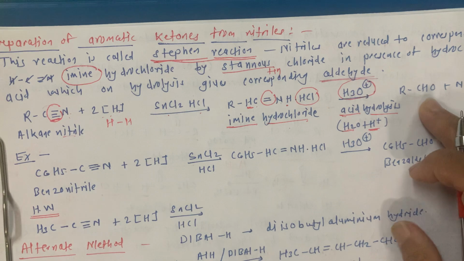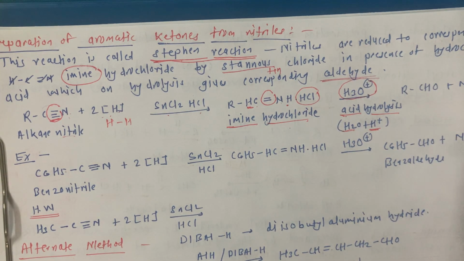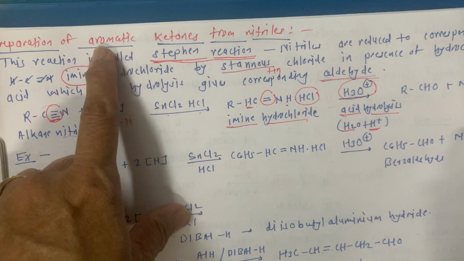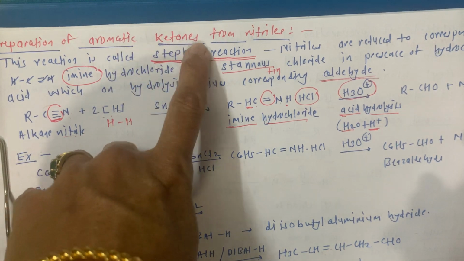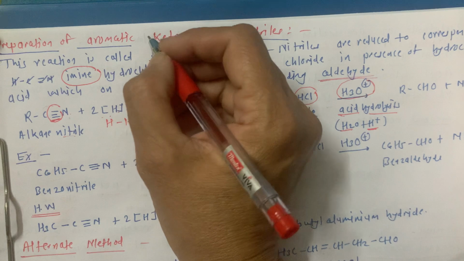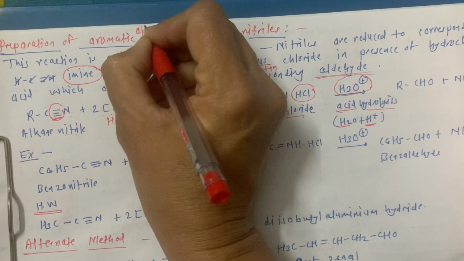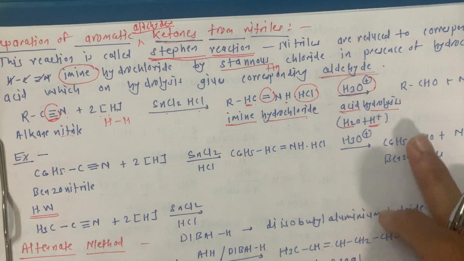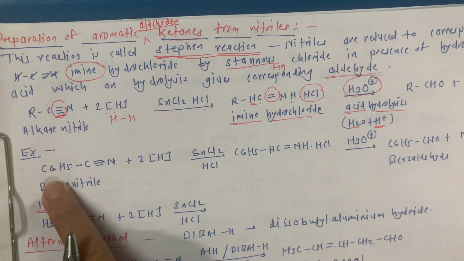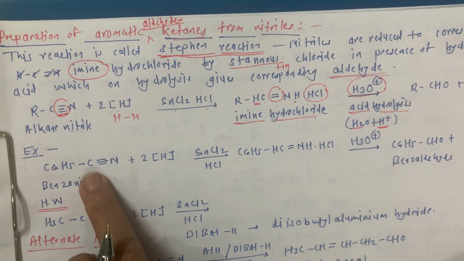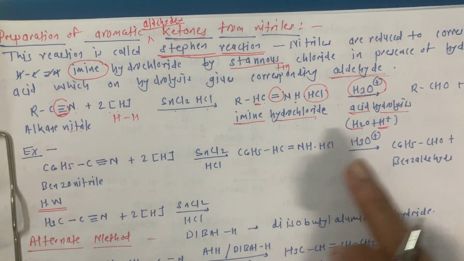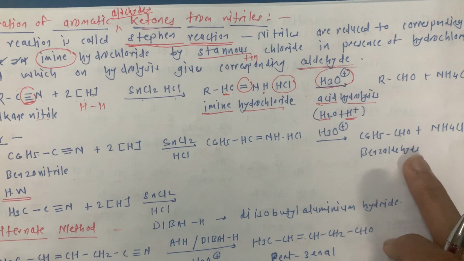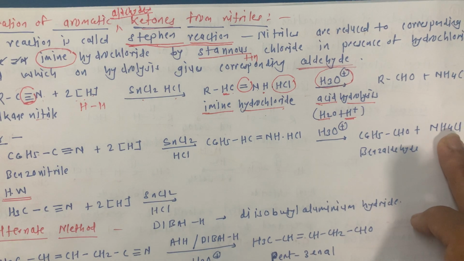Actually here should be not only aromatic ketones, but here should be aldehydes and ketones. Preparation of aromatic aldehydes and ketones. First we will see aldehyde, then we will see ketones. So this is RCHO and NH4Cl. Now if we start with benzonitrile, C6H5 C triple bond N, now we can prepare aromatic aldehyde. So this is C6H5CHO, this is benzaldehyde, and the byproduct is NH4Cl.